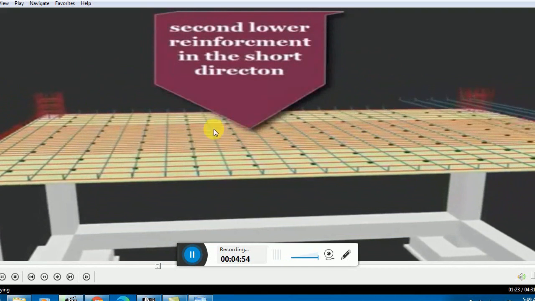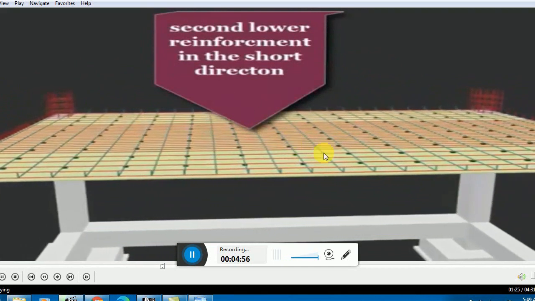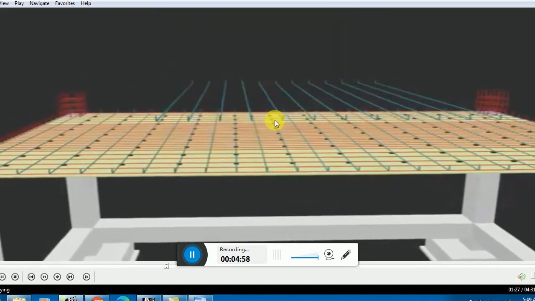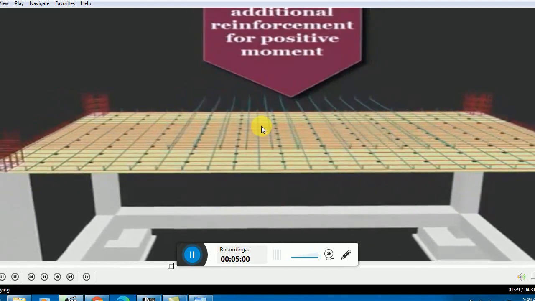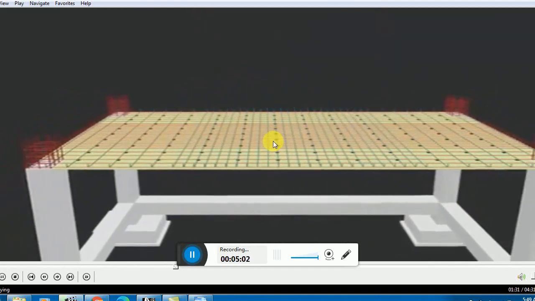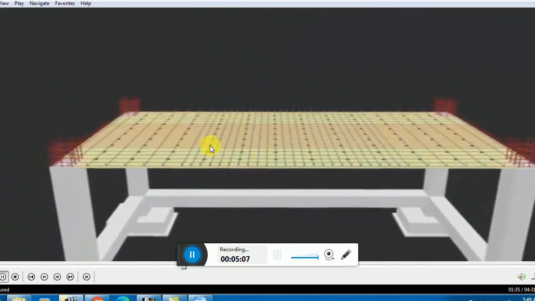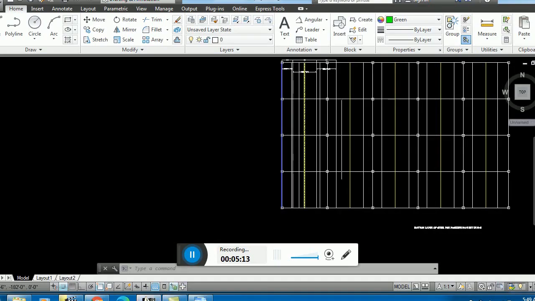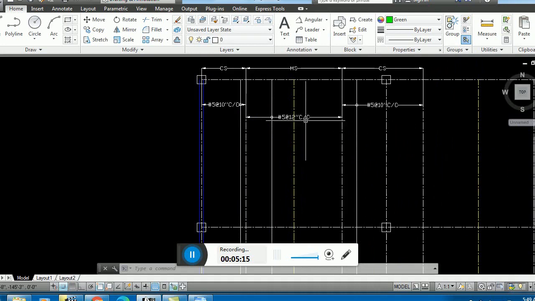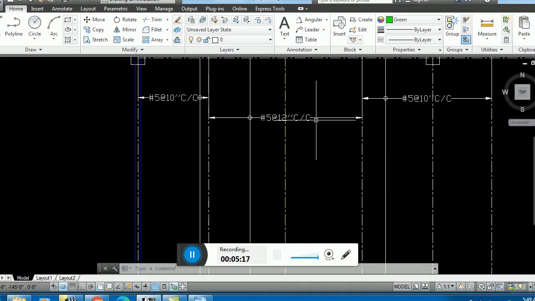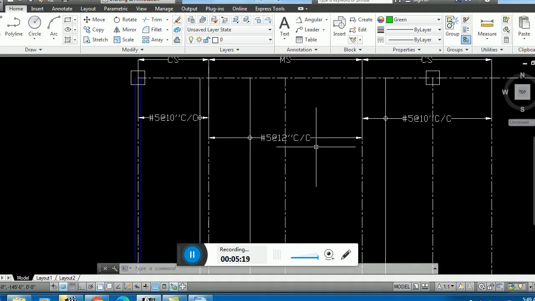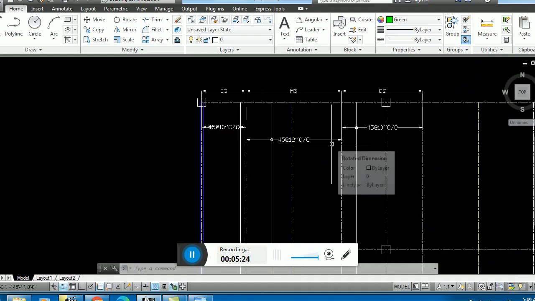And you see the second lower reinforcement in the short direction they are providing, although this depends upon the panel. You see, this is the middle strip area, and they are providing a minimum spacing. But although, what we have, I place the reinforcement in a uniform manner. I'm not just following that kind of pattern.